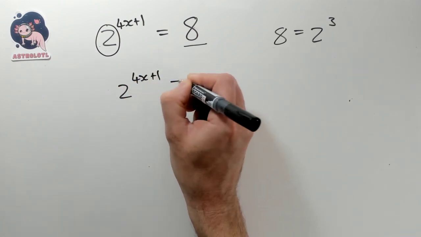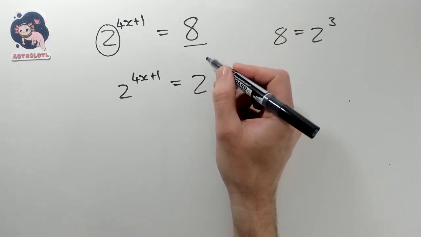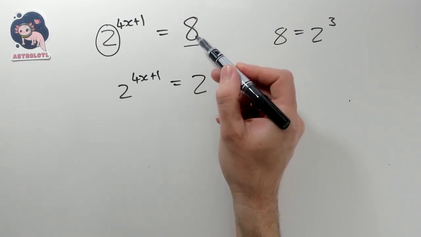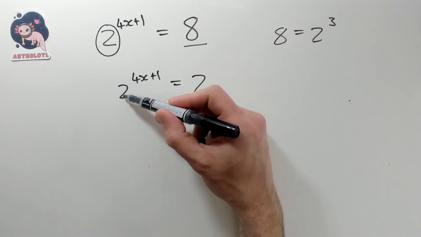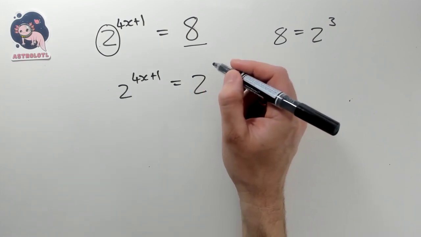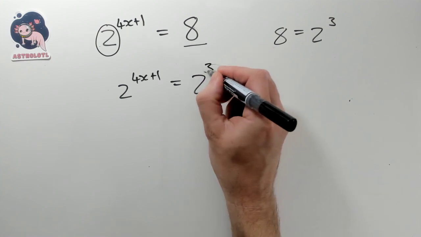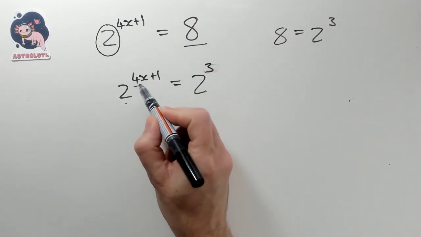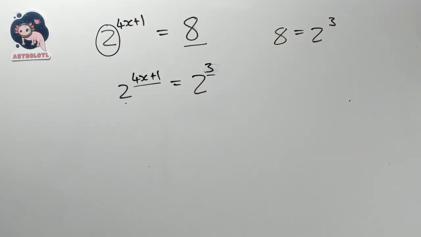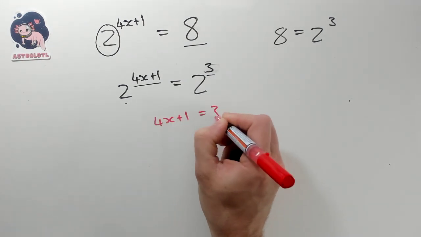So 4x plus 1 is written as 2 to the power of something. Luckily for me, they won't give a 9 or a 7, because 9 or 7 can't be written with 2 as our ground number. There we go. Now I see the ground numbers are the same, so I can write these exponents as an equation on their own. So 4x plus 1 is equal to 3.